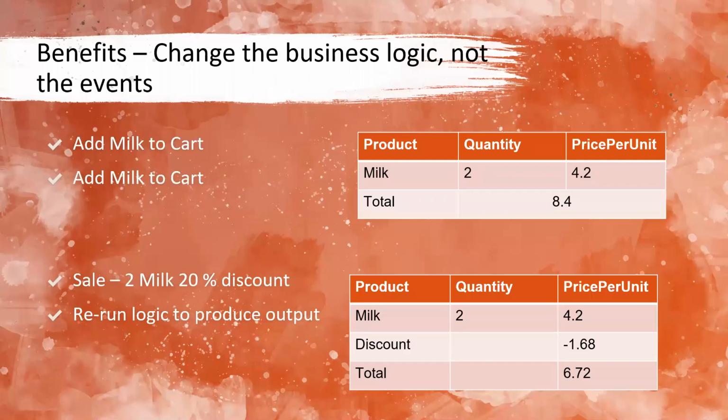To answer that, we're going to split how we're actually storing the data. We're going to store the data as the events, literally add to cart with product milk and the cart ID, and again, add to cart with the product ID. At some other point in time, I'm going to have to compute the total on the cart. For example, I may have a sale: buy 2 milk and get 20% discount.